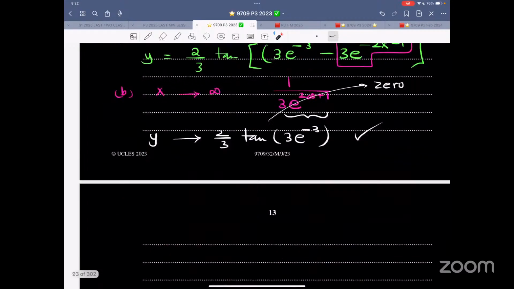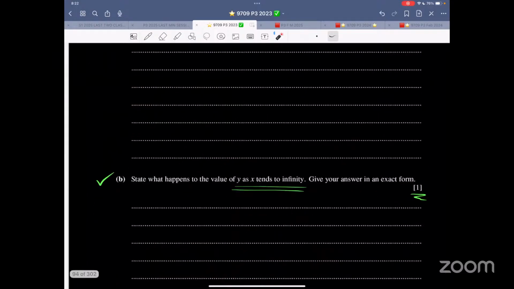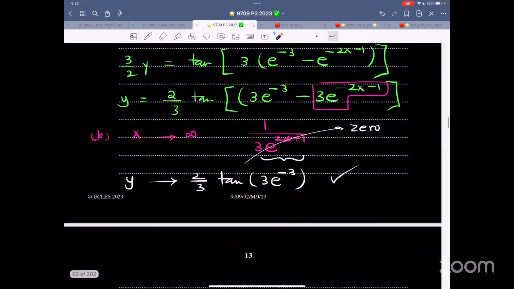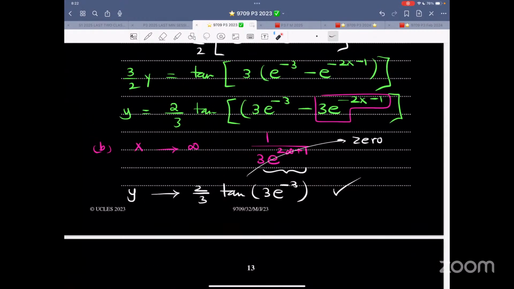Now, what's the next part? I think it's over here. A lot of space was there. State what happens to the value of y as x tends to infinity. Give your answer in the exact form. If x goes to infinity, 1 over infinity. Over here, this is 1 over e raised to power of, this 3 is actually at the top. So hold on for a second. Let me just correct myself. This 3 is at the top. That is no issue over here.